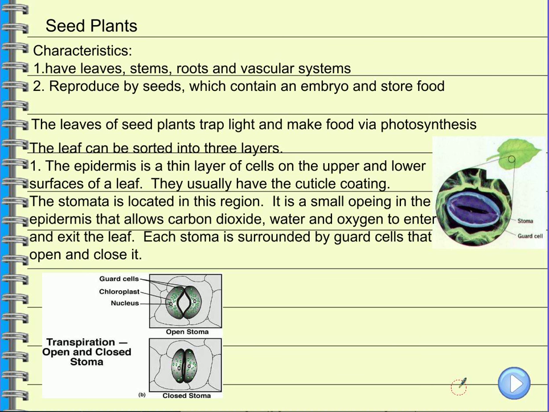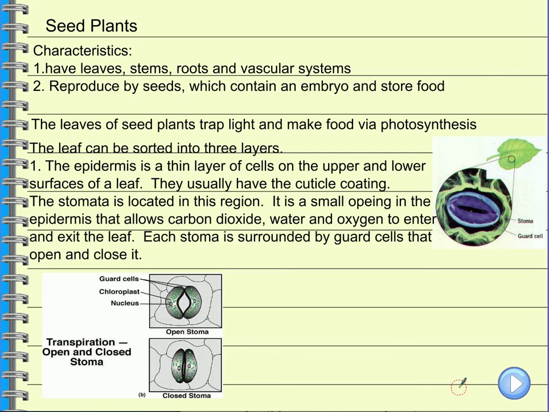So let's look at some characteristics of some seed plants. Now, all seed plants have leaves, stems, roots, and vascular systems. They also reproduce by seeds, which contain an embryo and store food. Now, the leaves of seed plants can trap light and make food via photosynthesis.